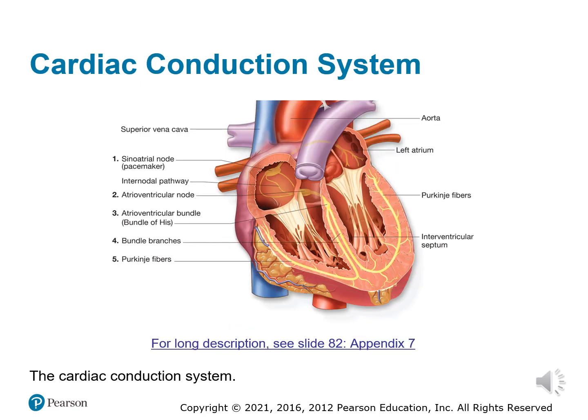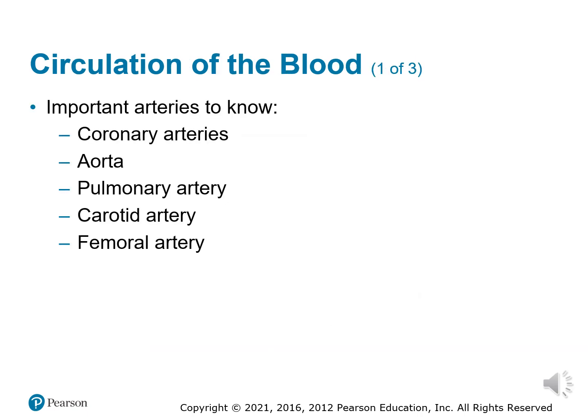Here's the cardiac conduction system, and this can be found in your book as well. Important arteries to know are going to be the coronary arteries. That is the one that branches off from the aorta and supplies the heart muscle with blood. The next one is the aorta, which is the largest artery in the body.